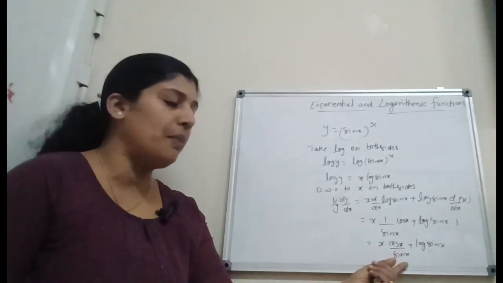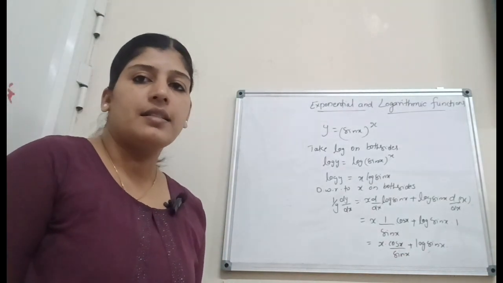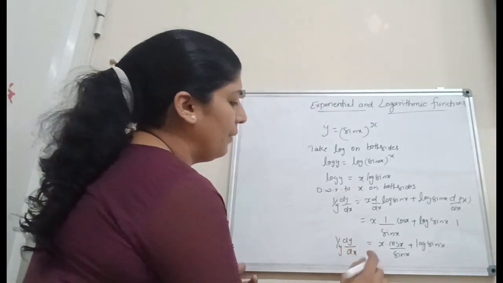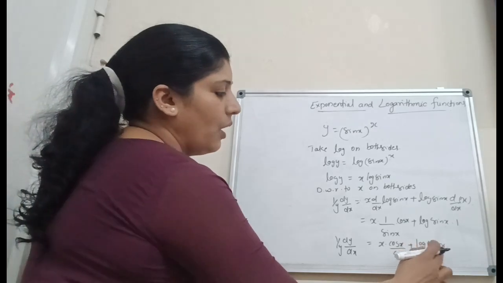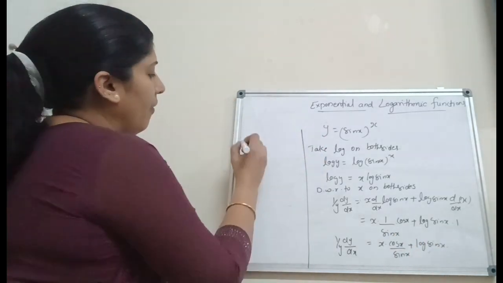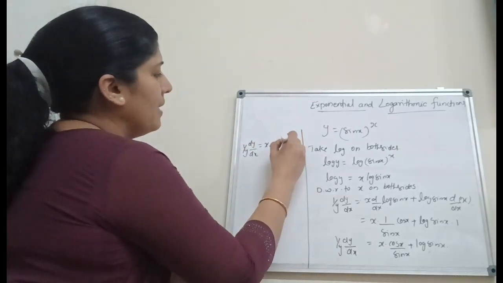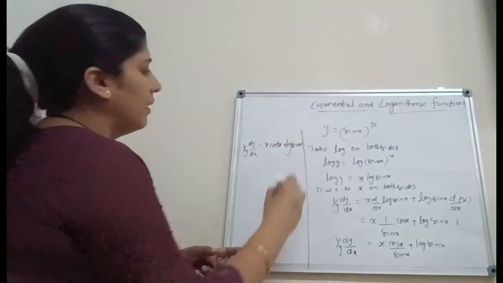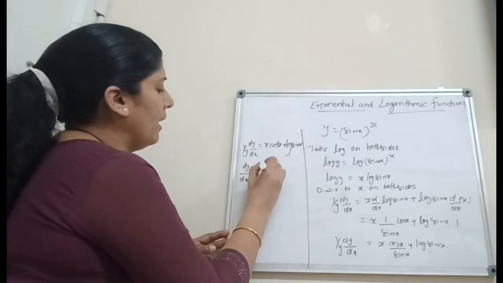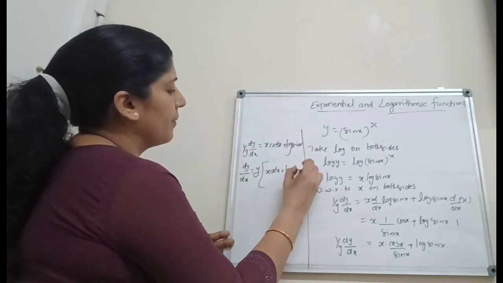Here x into cos x by sin x, that is cot x, that is x into cot x plus log sin x. That is 1 by y into dy by dx equal to x into cos x by sin x plus log sin x. Cos x by sin x is cot x. Therefore, we can write 1 by y into dy by dx equal to x into cot x plus log sin x. Then next we can consider dy by dx equal to what? It is equal to y into x cot x plus log sin x.